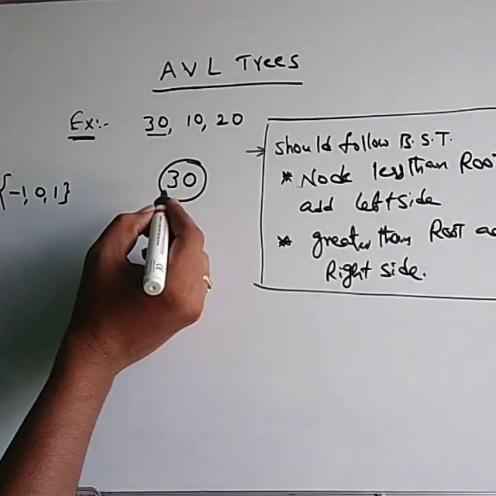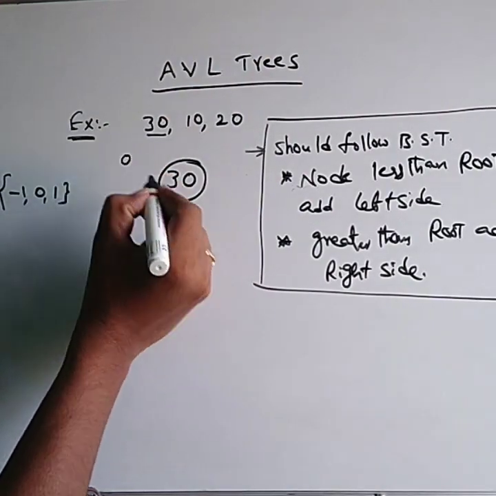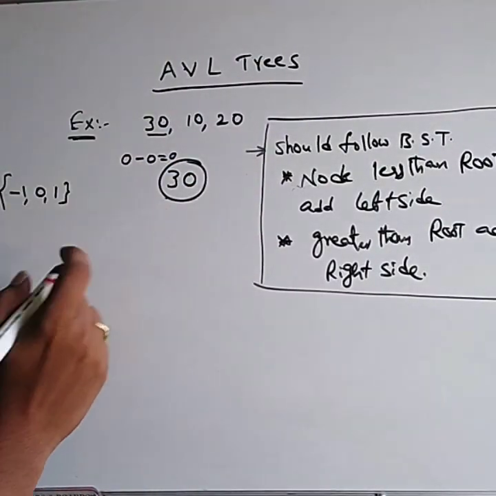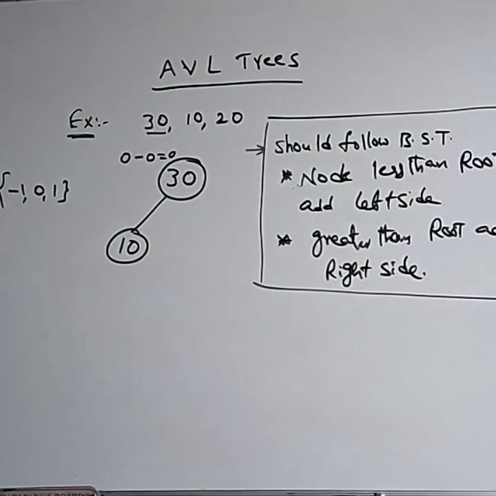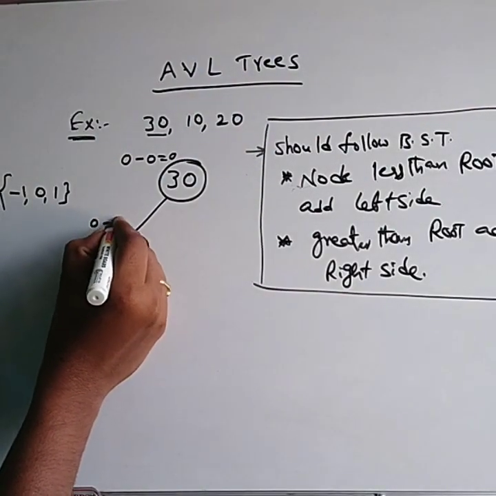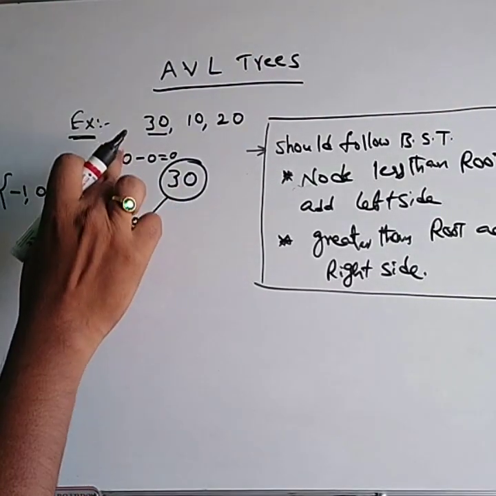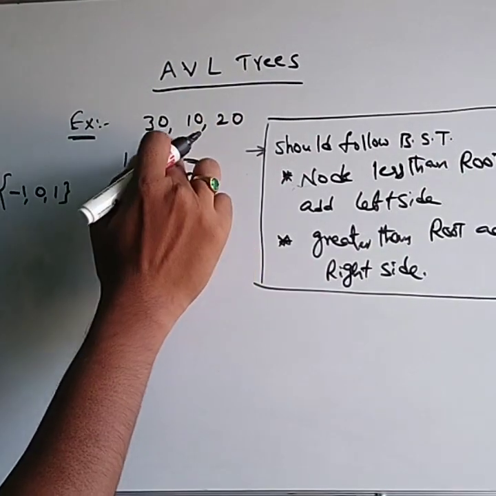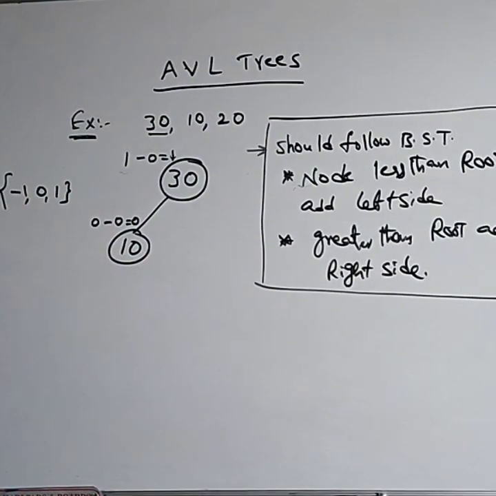So now consider finding the balance factor of this node. There is no left child, so 0. There is no right child, 0. Overall factor is 0, so it is within the limit. So go for 10. Next, 10 also does not have any left or right child, 0. Now the factor value of 30 changes because a node is added on the left side. So one node is on the left side and there is no right child, so the overall factor is 1. So still within the factors of an AVL tree.